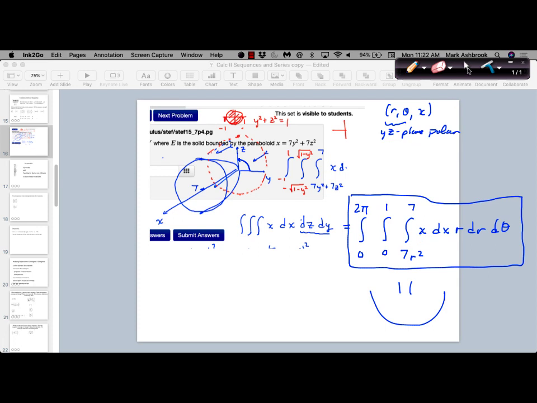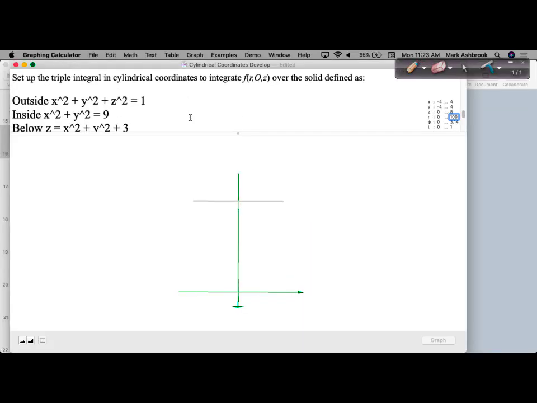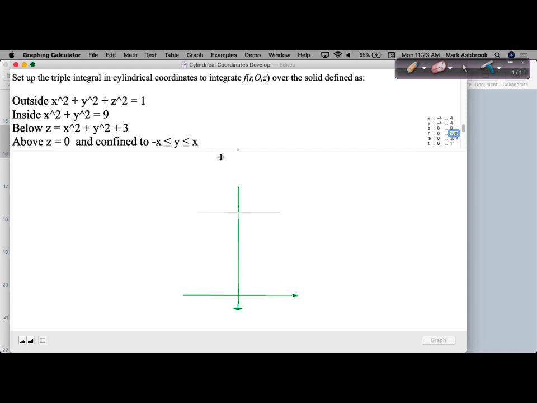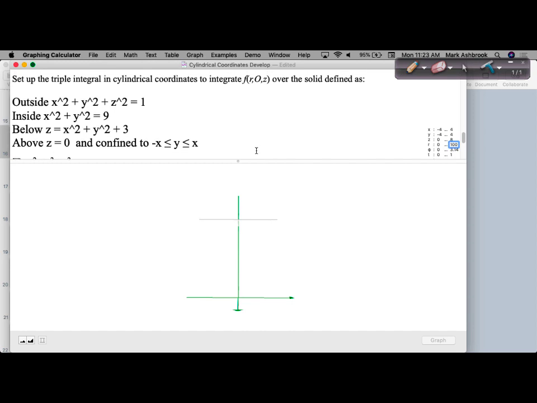Okay, so now let's do a triple integral in cylindrical coordinates. Since it's stuff we've seen before, I have a more challenging one, which is good because we've seen lots of triple integrals. So let's work on a harder one. See if we can get it done by the end of class. We got 12 minutes. Set up the triple integral in cylindrical coordinates to integrate f of r, theta, z. We just want to set up the integral over this solid.